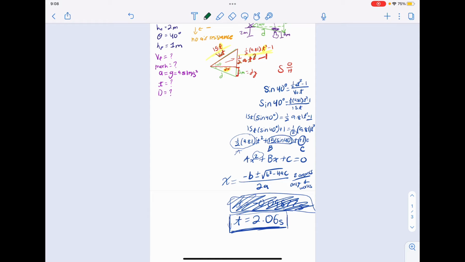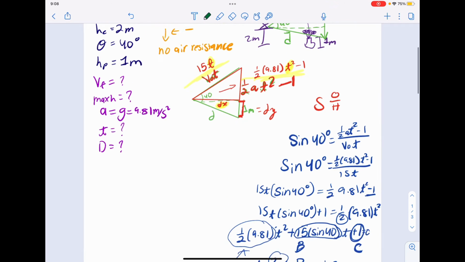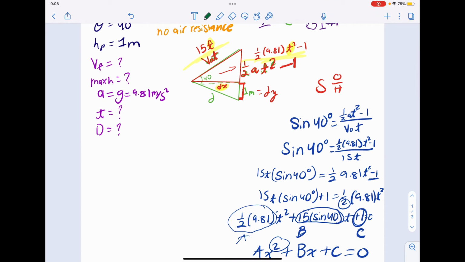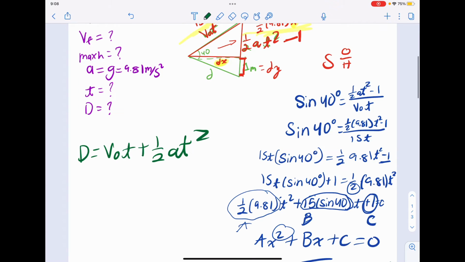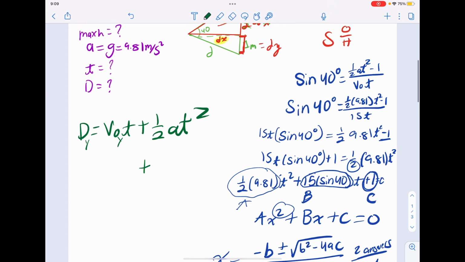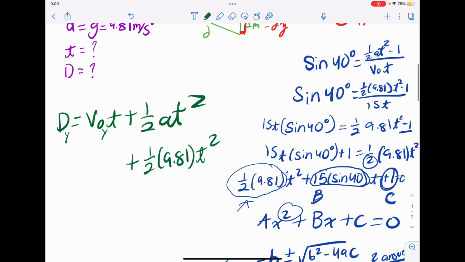And if you chose to use components, you have the same situation, right? Let's say we're going to use d equals v naught t plus half a t squared. The total, and let's do it with our y's, right? Because we're using components. v initial in the y, half a t squared in the y. We know that half of 9.81, right? t squared. And then v naught y is going to be the initial in the y, right?